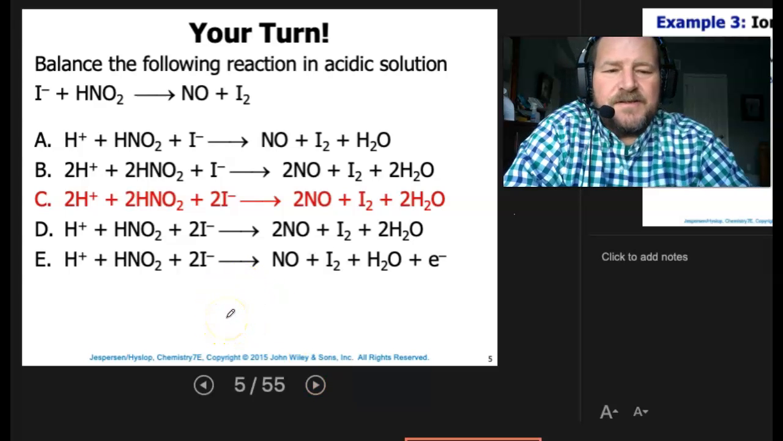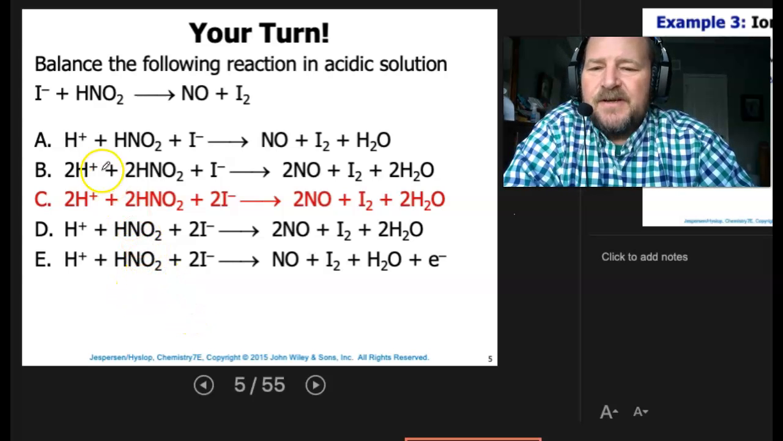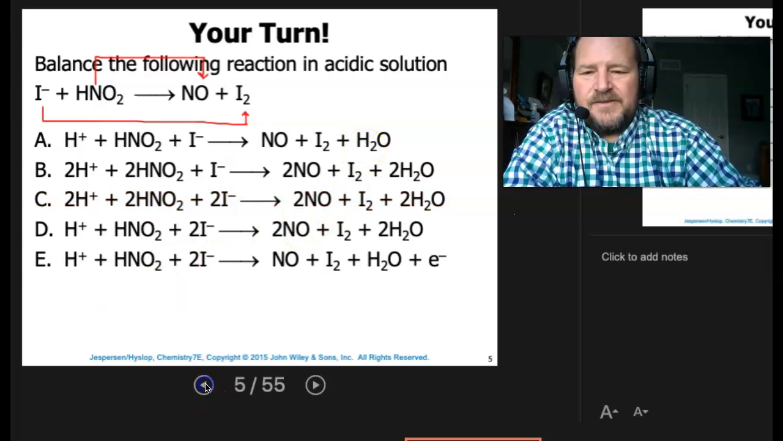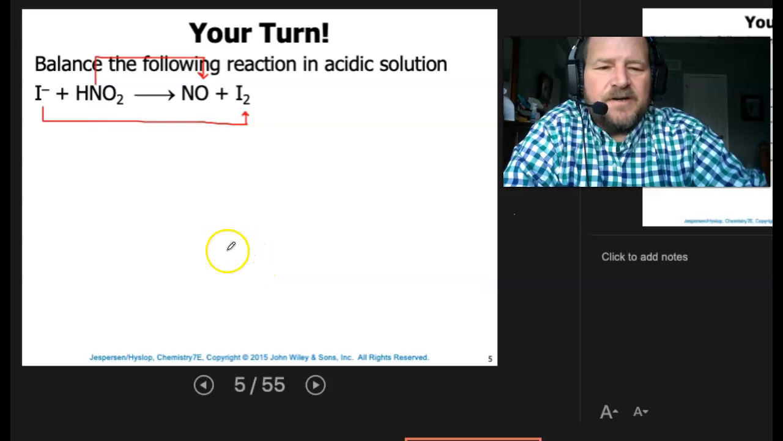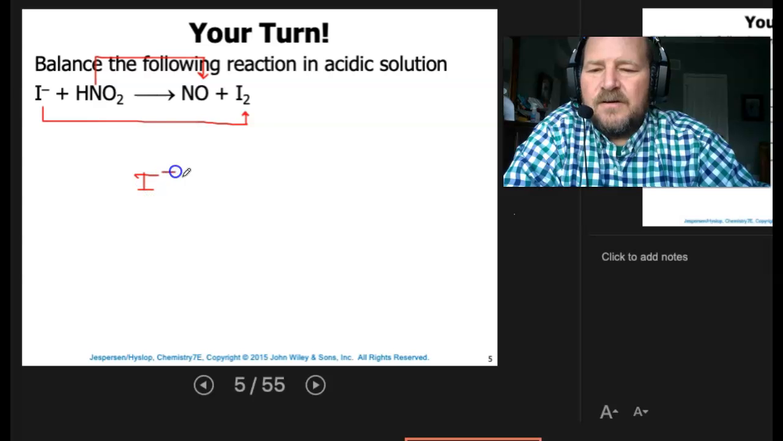Let's see. Doesn't appear that they're going to help us with that one at all. So maybe we should go through this. We're going to have iodide going to I2. We have the HNO2 going to NO. So those are going to be our 2 half reactions. This one is going here, this one's going there. I'm going to go ahead and get rid of all of our answers here so we have some space to work. All right, so we're going to look at I minus going to I2.